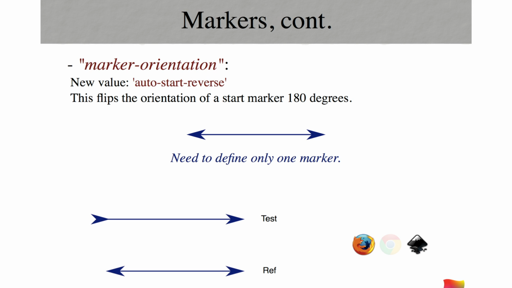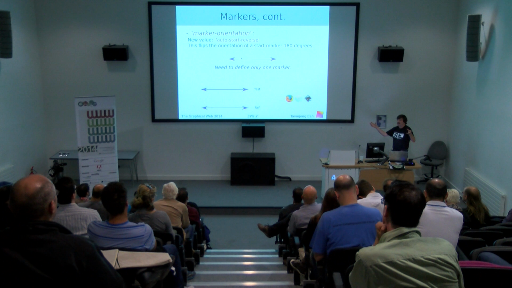Now, this is another nice one for markers. Currently in SVG 1.1, if you want to have a start arrow and an end arrow, you have to have two arrow definitions in your file. Now we have a new property for marker orientation called auto start reverse that will automatically reverse the orientation of a marker at the start of a path. And you can see this is already implemented in Firefox and in Inkscape.